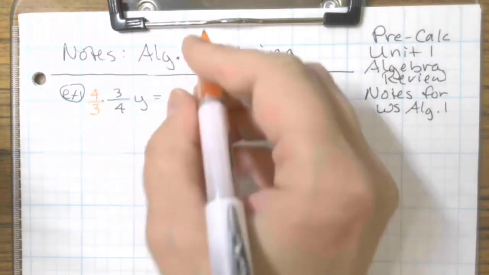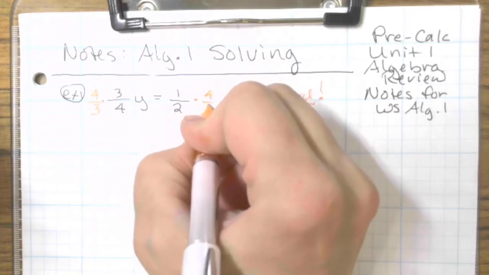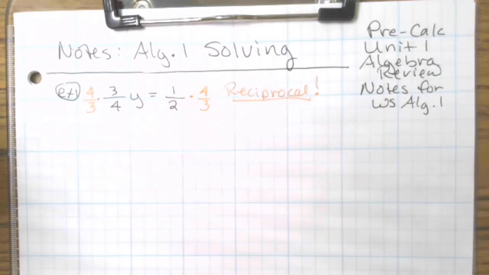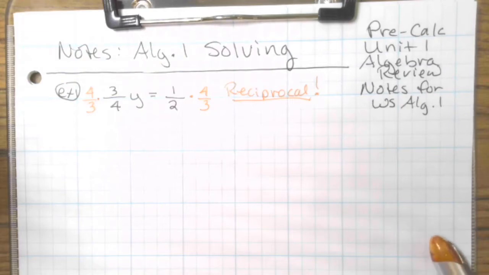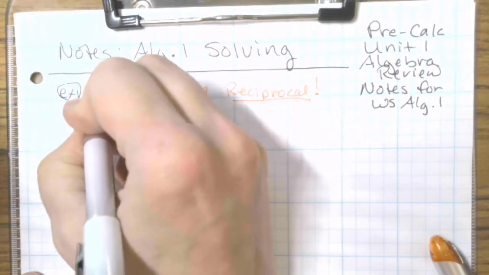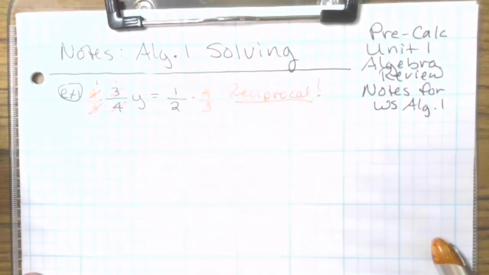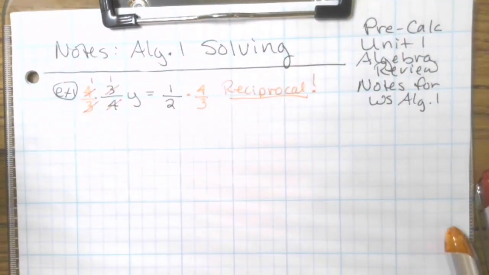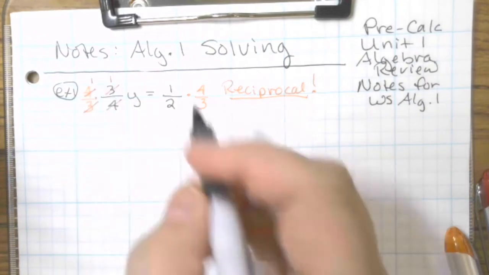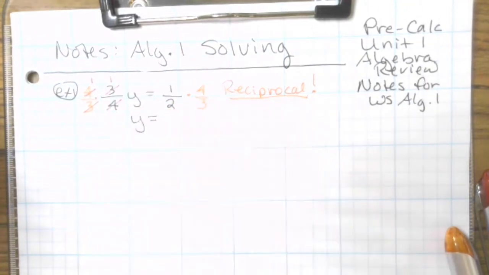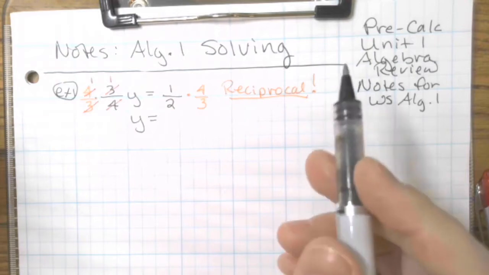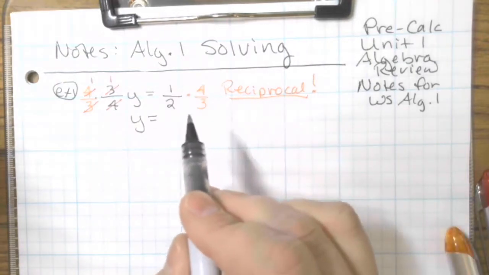If you do that on the left, you are required to do it on the right. So any number multiplied by its reciprocal is 1, and that's why it works. So 4 divides into 4 one time, 3 divides into 3 one time, and so you really have a 1 times 1 times y, which is just y. On the right-hand side, you're going to multiply tops and tops, bottoms and bottoms.